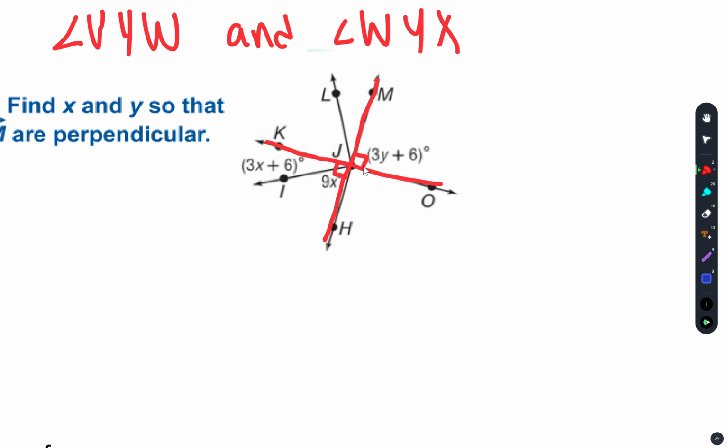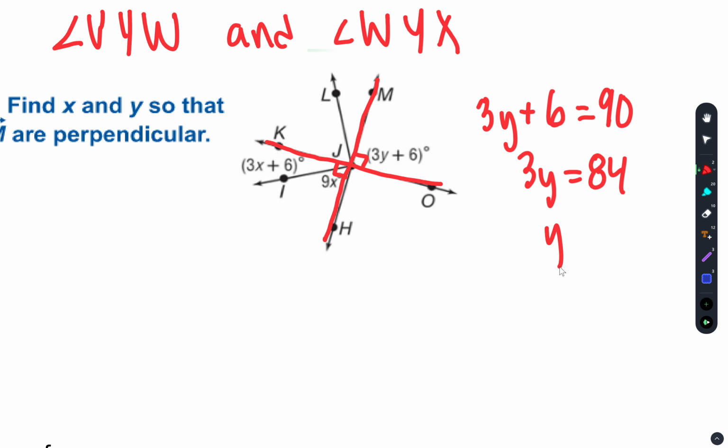Well, that makes my job for these Y's pretty easy. The angle is 3Y plus 6, and I know that that by itself has to equal 90. So 3Y equals 84. Y equals something like 28, maybe? I don't remember what it is. Yep, 28.